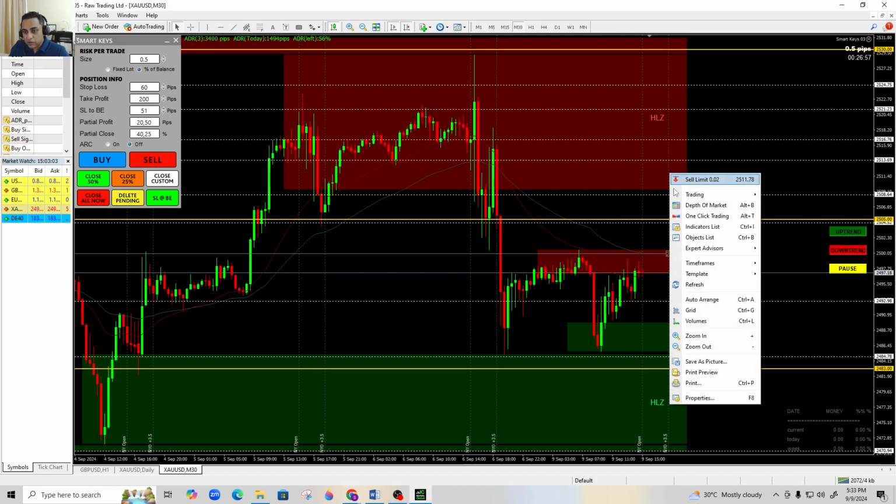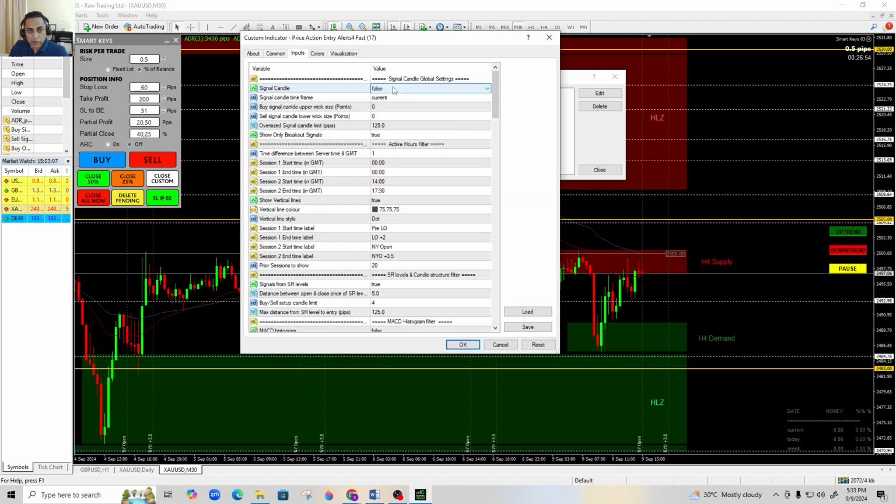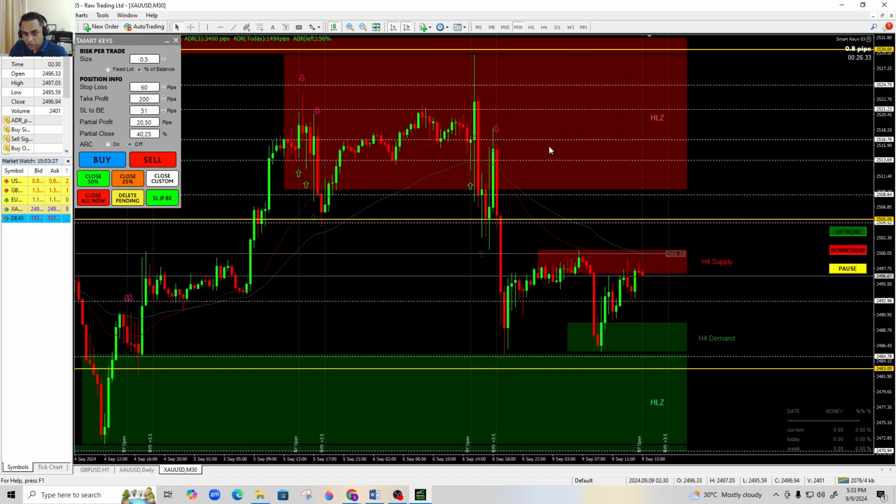Okay, so again, this indicator is available on MQL5. Here, signal candles, just go and change that to true. I have it switched off for now, and I'll tell you why: I don't want a lot of arrows on my chart when I'm doing my analysis. So I have it switched off. I just put it on true, and then you'll see the signals appear.